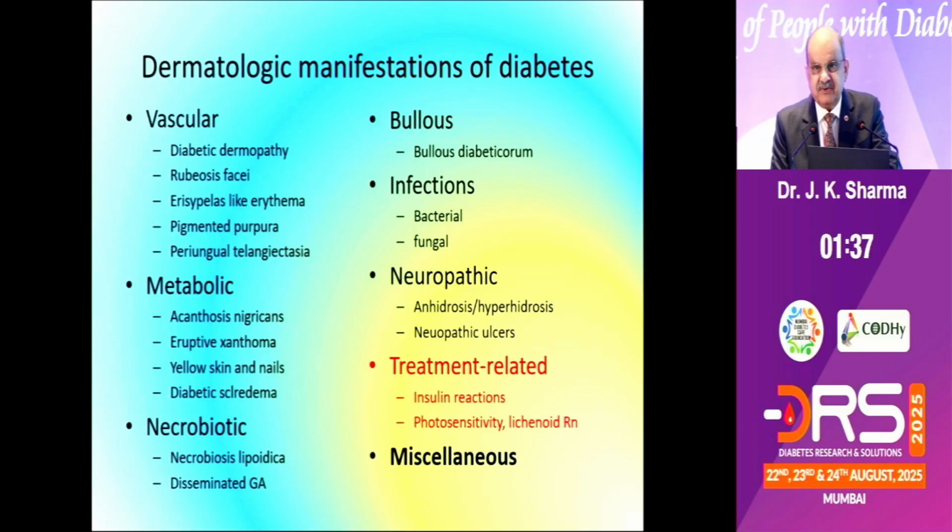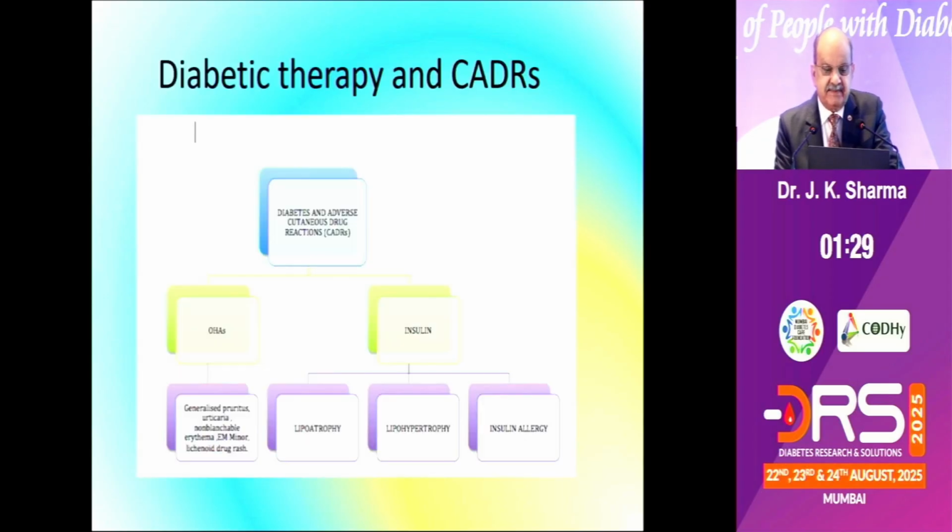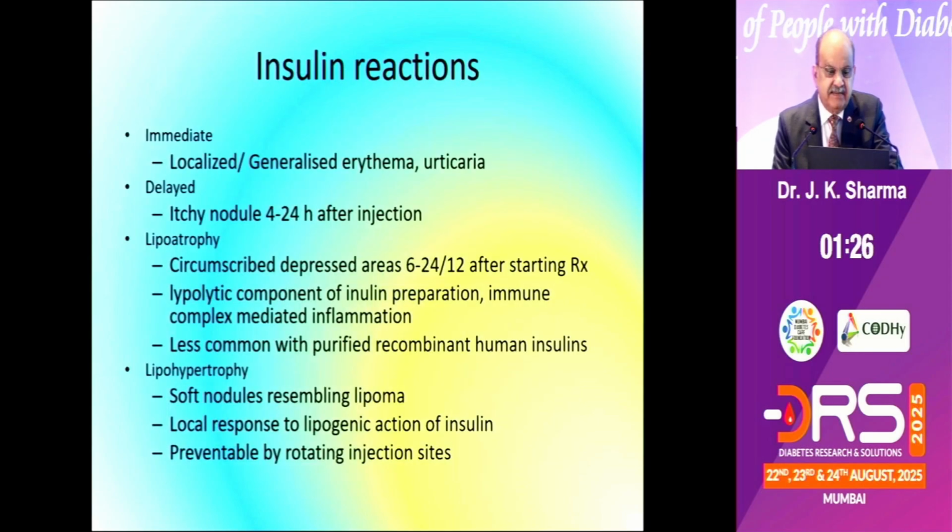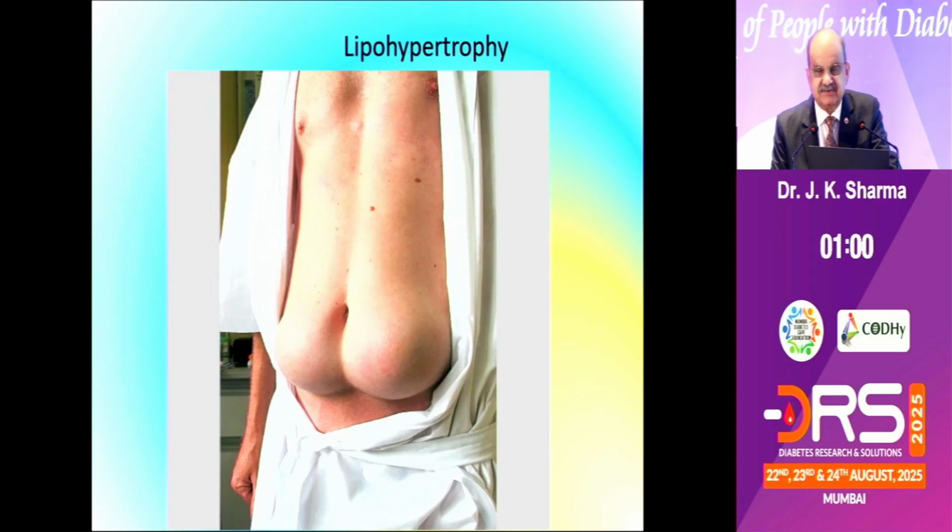Now we come to, we treat diabetic patients, and what are the skin complications of diabetes, treatment related, and one very common, this is the diabetic therapy and the CADRs. But the reaction to the insulin: immediate localized generalized edema, urticaria, delayed itchy nodule 4 to 24 hours after injection. Then this also we see, the lipoatrophy, circumscribed depressed areas after starting the treatment, lipolytic component of insulin preparation, immune complex mediated inflammation, and the lipohypertrophy also. And you must have seen this picture in a number of your patients, those who are on insulin.